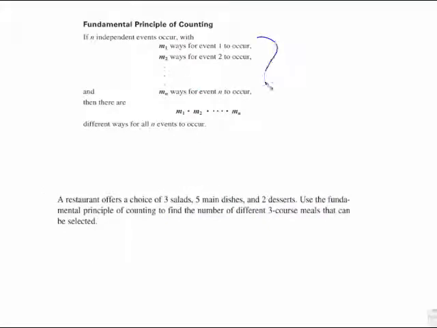And here the fundamental counting principle is written out for you with subscripts, because it's not always just 2 things that you multiply. So if there's m sub 1 ways for one event to occur and m sub 2 ways for event 2 to occur, etc., all the way down to m sub n ways for event n to occur, it's just the product of all of those individual numbers. So this time the restaurant has salads, main dishes, and desserts. And you can label these if you want. So there are 3 salads from which to choose, 5 main dishes, and 2 desserts. So multiply that up. That gives you 30 different 3-course meals that you can select.